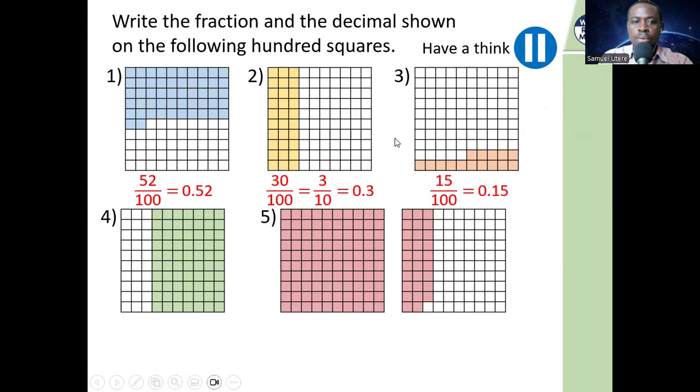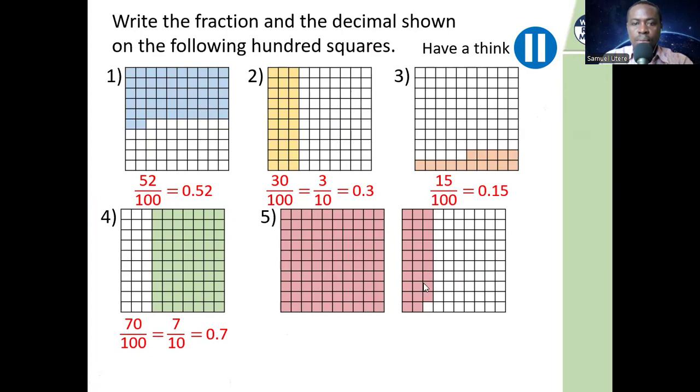That is 0.15. And that is 0.7. This might be a little bit challenging, but it isn't. Here we have a whole 100 squares shaded. That is equivalent to 1 whole.